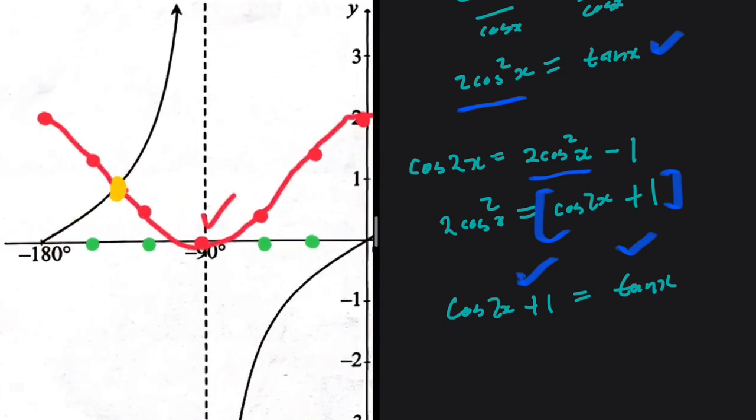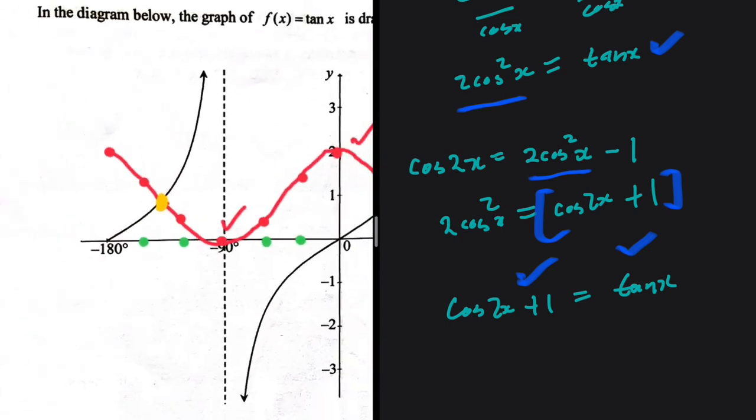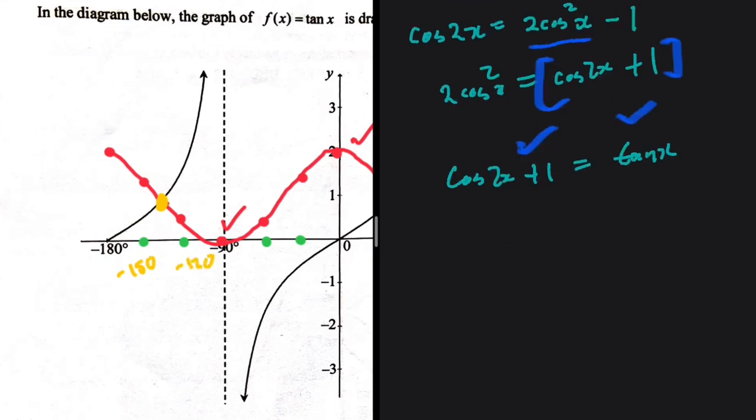Those points look like they are between minus 150 and minus 120, right? So I can just test that. 150 plus 120 is 270. We divide that by 2, we get 135. Okay, so I get minus 135 as the number between minus 150 and minus 120.